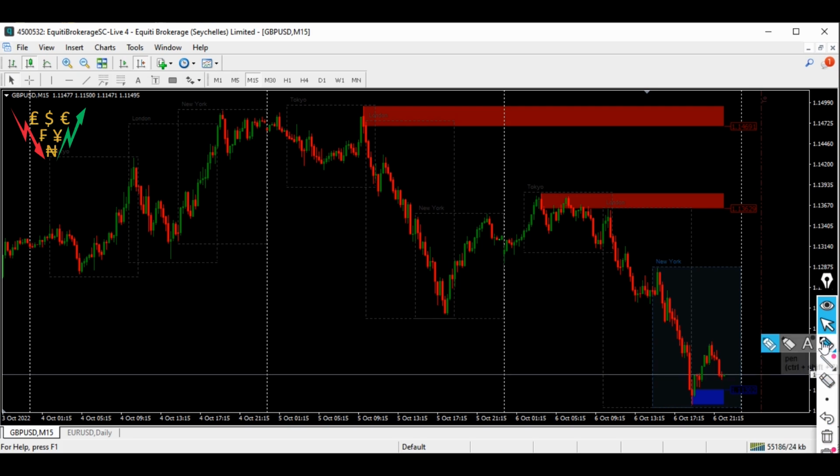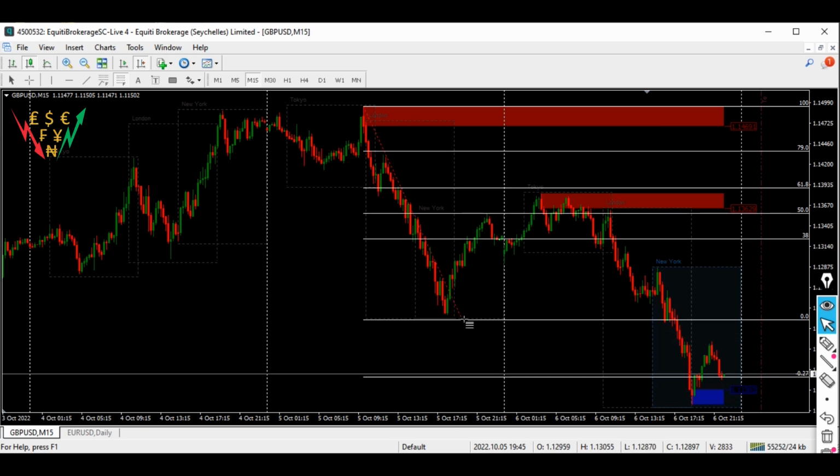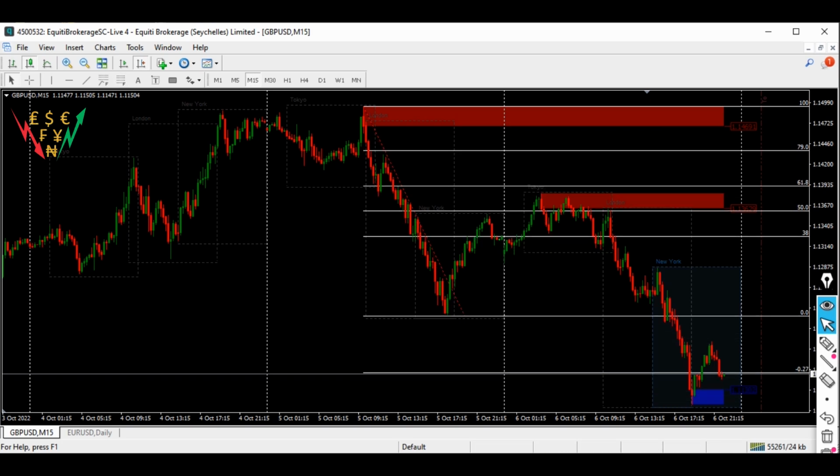Now, if we use our Fibonacci tool to plot from the high of the day to the low of that day, the previous day, okay? So this is what we're going to be having. This is the high of the previous day, and this is the low of the previous day. And now we've seen that price has broken this low, the previous low, has broken this low and this low. So there's a new low here.